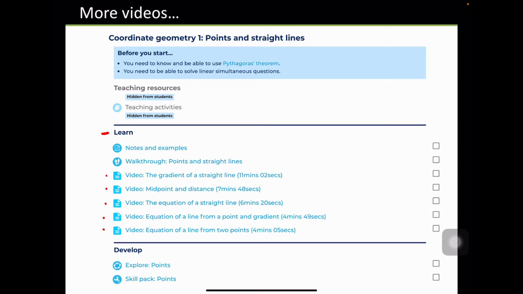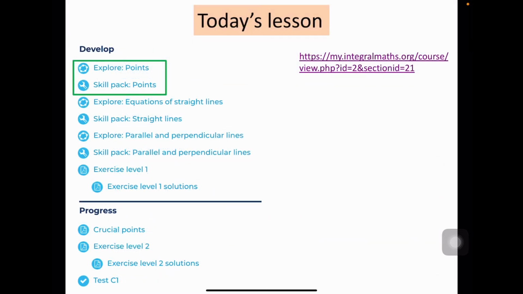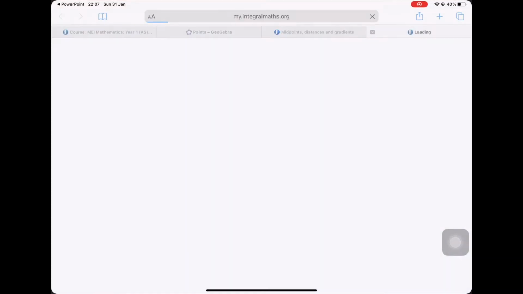I actually just noticed that Integral Maths have been uploading these videos for a number of topics. So please make sure you're using these videos to help you if, for example, you are stuck on anything really. They also have these little checkboxes here on the right, so you can tick off the videos you've watched, and that would help you organize your revision. So for today's lesson, I will actually use some of the resources from Integral Maths. So we're going to start off by clicking on this link here.